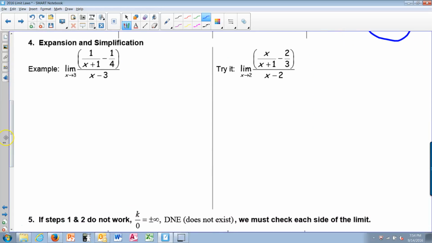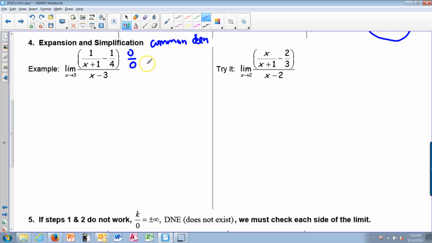Okay, the next type that we're going to do is called expansion and simplification. That's a very fancy way of saying that we're looking for a common denominator. Okay, now, I want to remind you that we have to check first. I'm going to get 1/4 minus 1/4, 3 minus 3. Otherwise, again, you could be doing a lot of work that didn't need to be done.